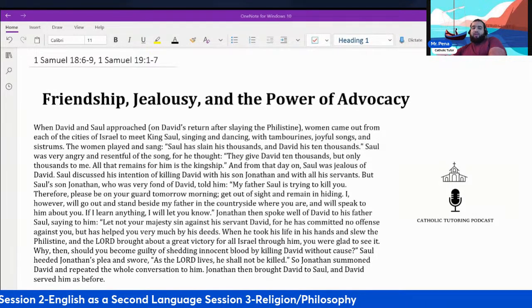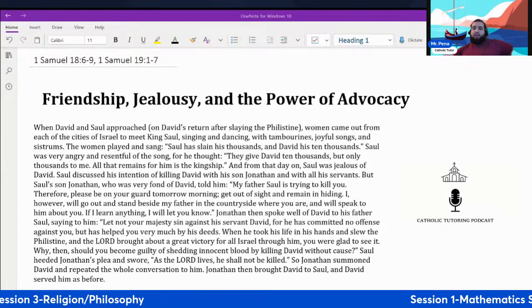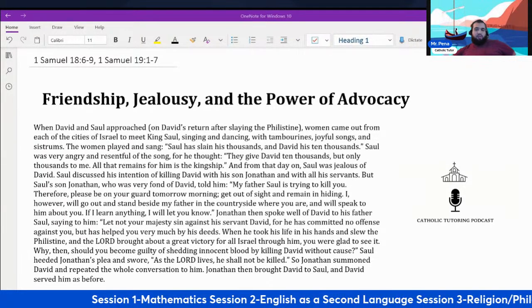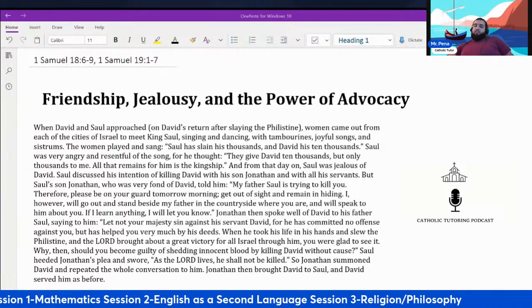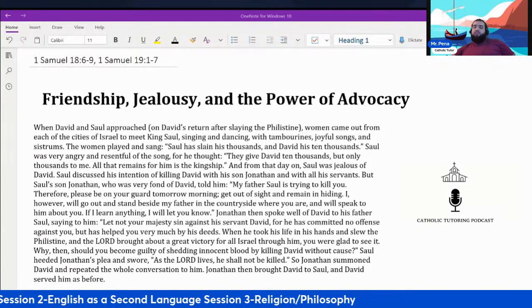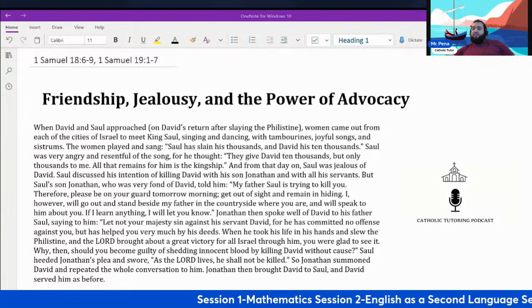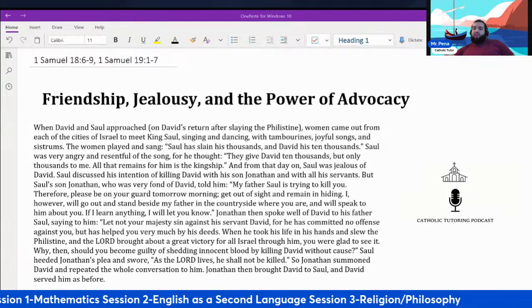In this narrative, we find profound lessons for our own lives. Jealousy can poison our hearts and lead us down destructive paths. True friendship, however, marked by loyalty, selflessness, and a commitment to righteousness, has the power to overcome even the darkest intentions. Jonathan's willingness to stand against his own father for the sake of justice and righteousness is a testament to the transformative power of love.